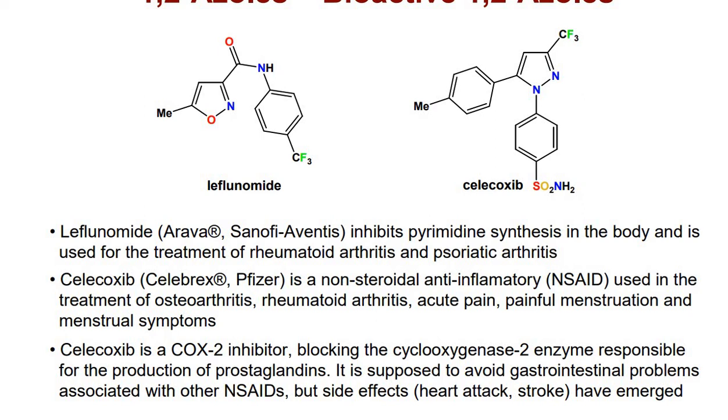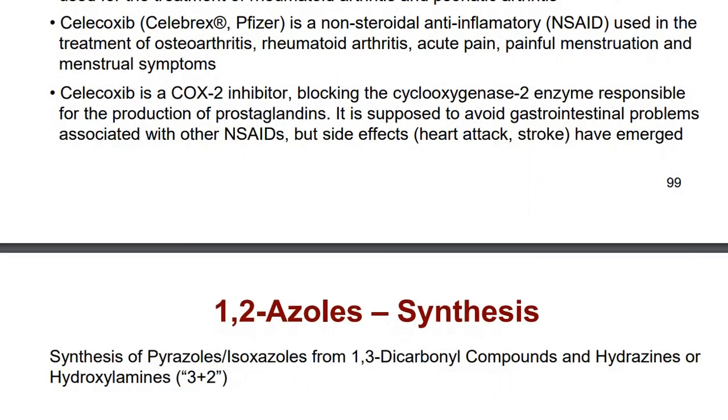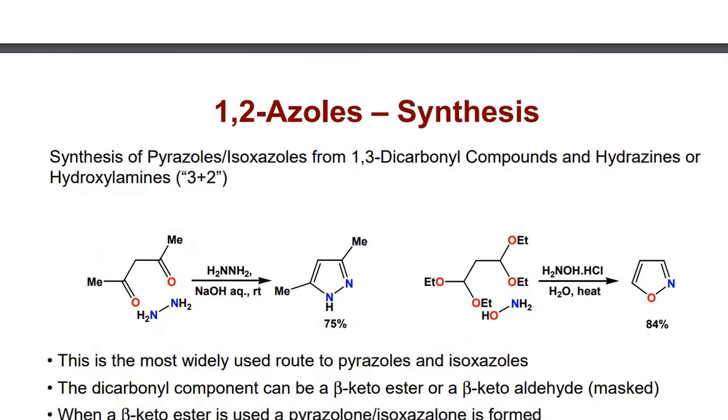rheumatoid arthritis and psoriatic arthritis. Celecoxib is a non-steroidal anti-inflammatory used in the treatment of osteoarthritis, rheumatoid arthritis, acute pain, painful menstruation, and menstruation symptoms. Now you can see 1,2-azole synthesis.